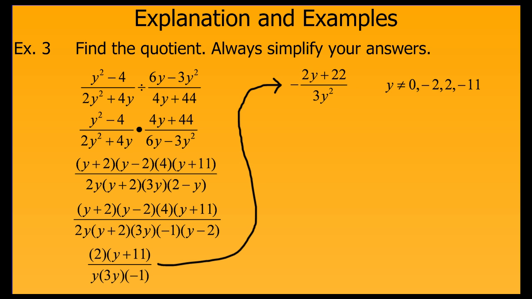Our excluded values on this one are a little tricky. We need to account for our original denominators before we take the reciprocal, and our new denominator in our divisor after we take the reciprocal. Therefore, our excluded values are 0, -2, 2, and -11. Don't forget the -11. That comes from factoring 4y plus 44 into 4 times the quantity y plus 11, which was in our original denominator, so it can't equal 0 either.